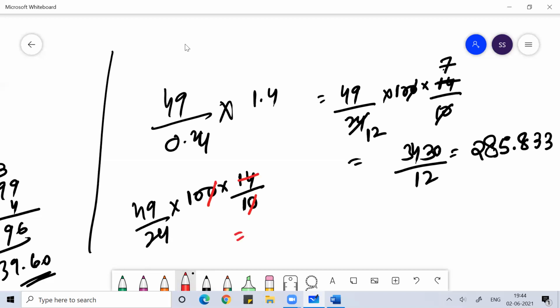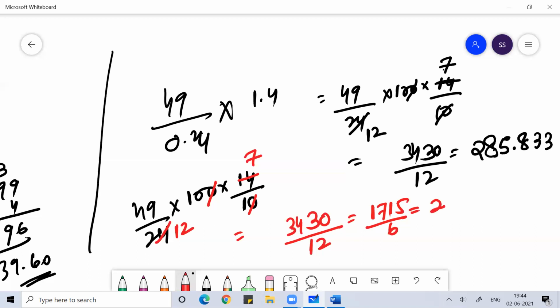287. One minute. This is 7 za, this is 12, 49. 7 za is how much? 9 7 za 63, 6 carry. So 28 plus 6 is 34. 3430 by 12. If you want, you can write this as 1715 by 6. So this is 2 za 12, 51. 51 means 8 za, 35. 35 means 5 za. And this only you should get.